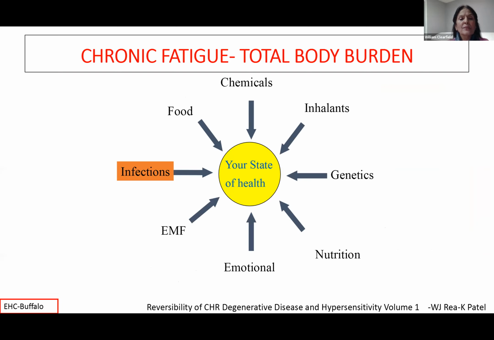So thus we have to remember that the state of our health depends upon the total body burden derived from the pollutants from the air, food, and water, like inhalants, food chemicals, infectious agents, and electromagnetic field, as well as the inner body pollutants, like a total emotional load, nutrients, and the genetics, polymorphism. So that predisposes one to have more health issues.